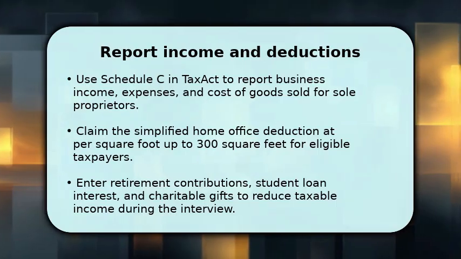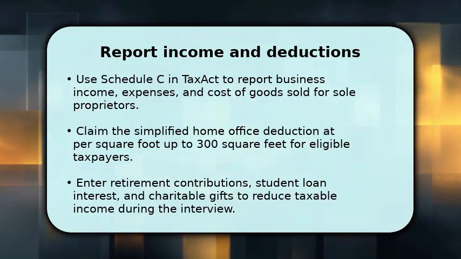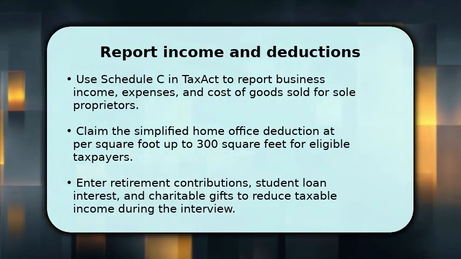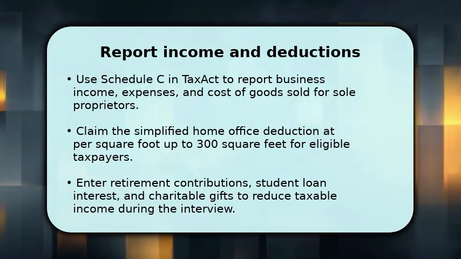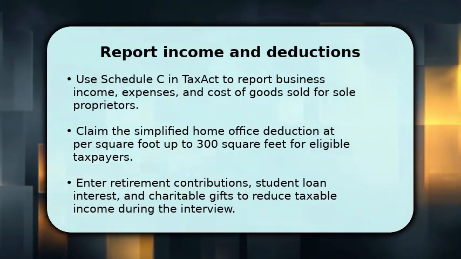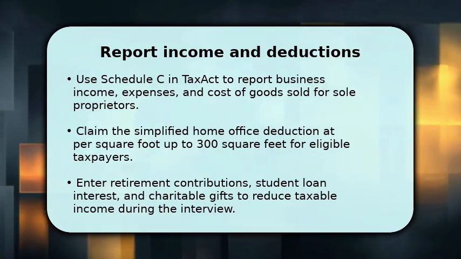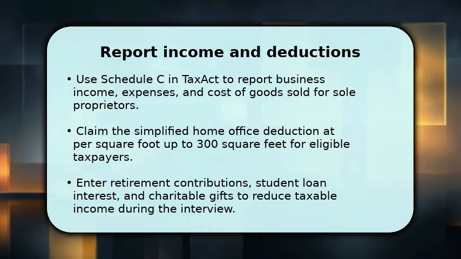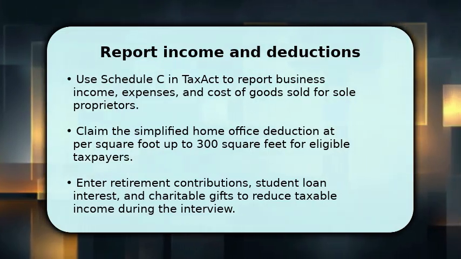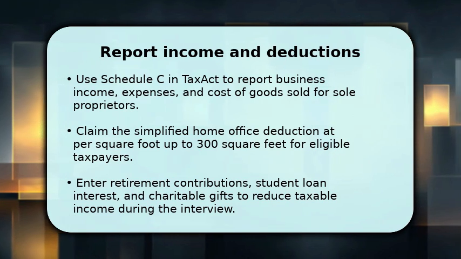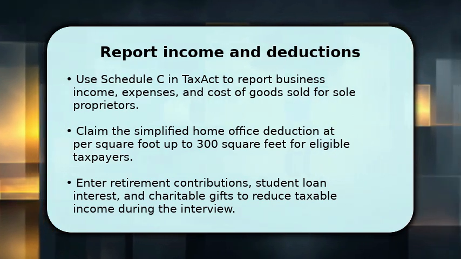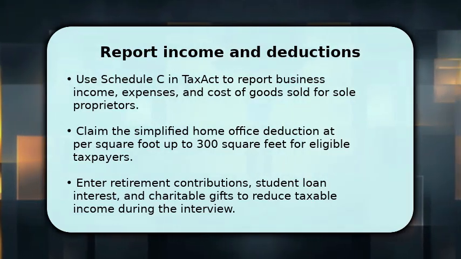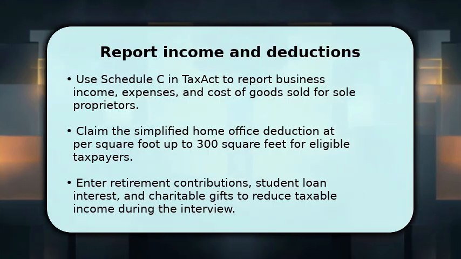Work through the guided interview to report all income streams, wages, interest, investment sales, and business revenue using Schedule C for sole proprietors. When entering expenses, categorize costs such as supplies, advertising, and mileage. TaxAct prompts for business miles and allows the simplified home office option at a set rate per square foot up to 300 square feet. Don't forget to record retirement contributions, student loan interest, and charitable gifts, since these entries flow into adjustments or itemized sections that reduce taxable income and calculate credits automatically.